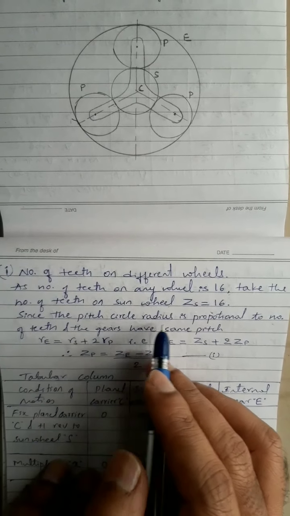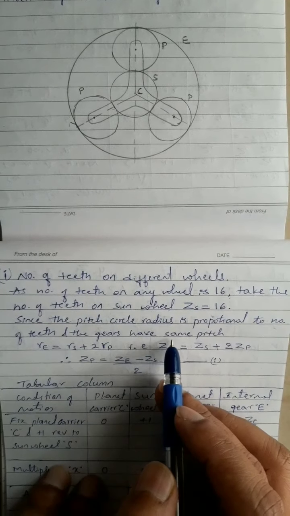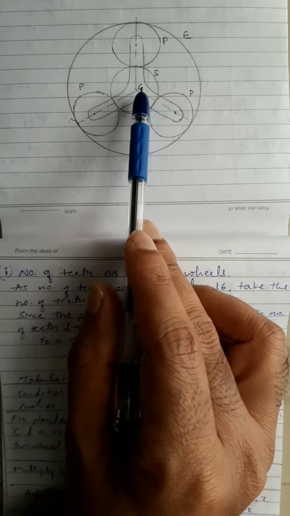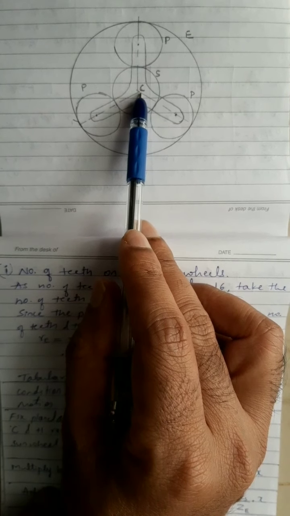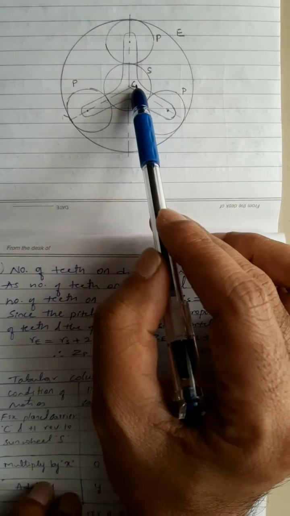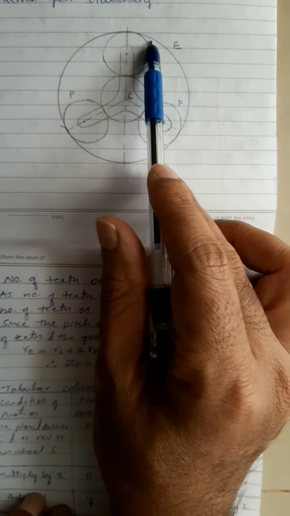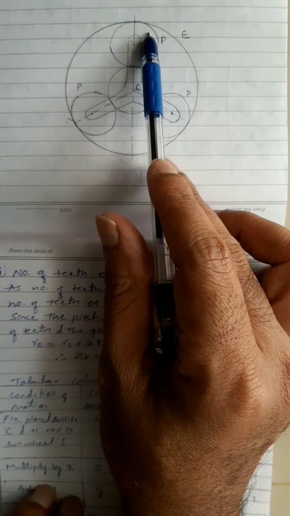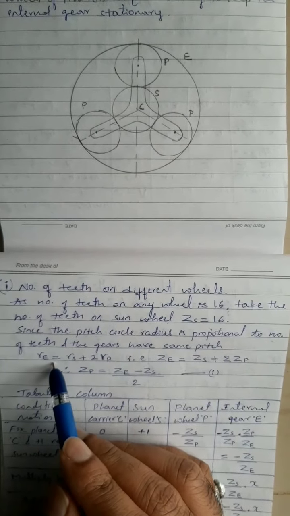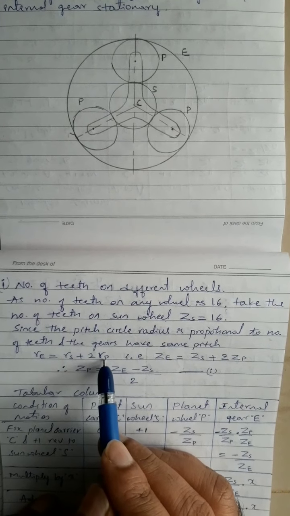Again, since the pitch circle radius is proportional to the number of teeth, the gears have the same pitch. So considering this, we can write the radius of wheel E. So this is the wheel E, the outer wheel. Radius of wheel E is equal to radius of wheel S plus 2 times the diameter of wheel P. So we can write RE is equal to RS plus 2 times the radius of wheel P.